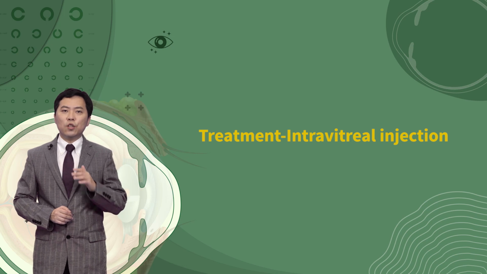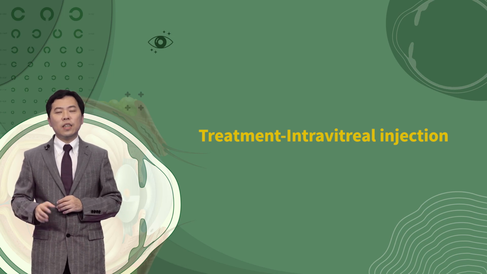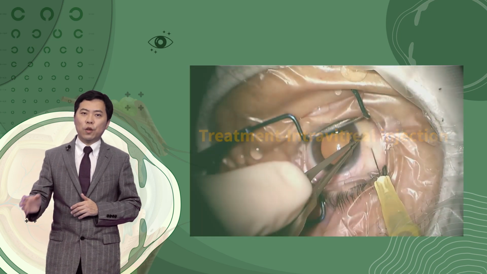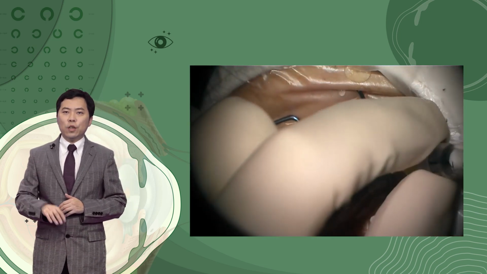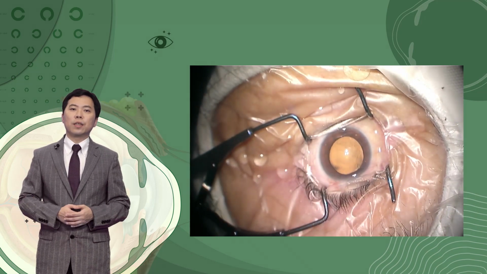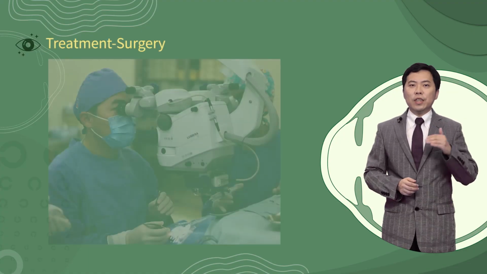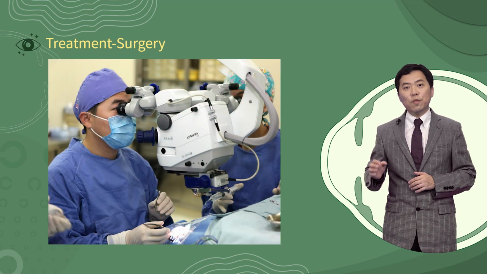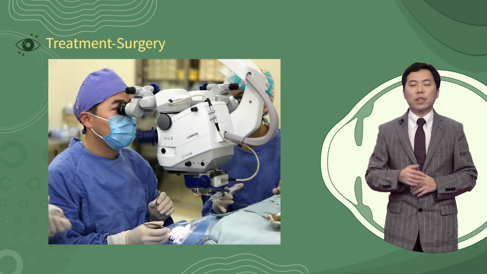Another treatment is intravitreal injection. It is a simple procedure. This is a video of intravitreal injection. The drugs we use include corticosteroid and anti-VEGF agents. Surgery is indicated in proliferative diabetic retinopathy. It can remove vitreous hemorrhage and treat retinal detachment.